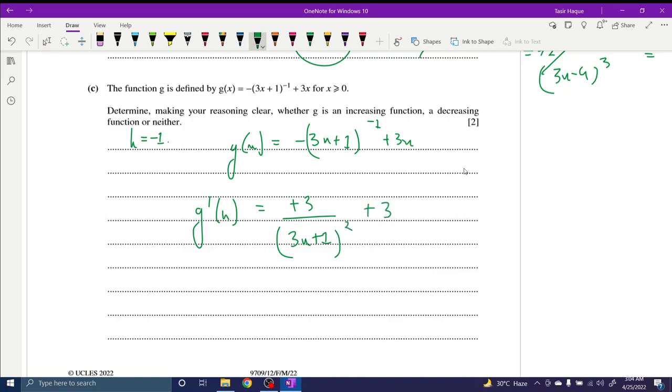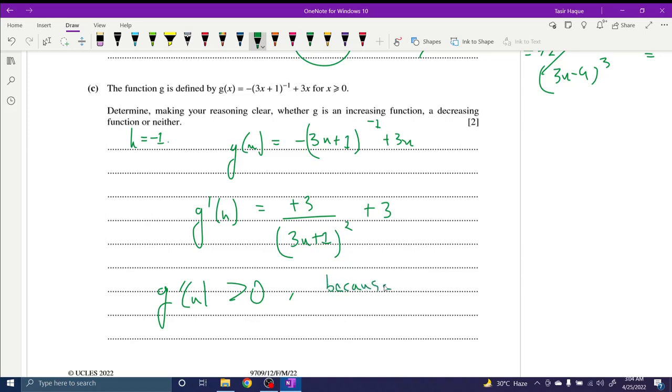So there's 1 mark for getting this. Now you need to state whether this is an increasing or decreasing function. For an increasing function, dy by dx is always greater than 0. For a decreasing one, it is always less than 0. So hear me out. g prime x is always greater than 0. Why is that? Why is g prime x always positive?